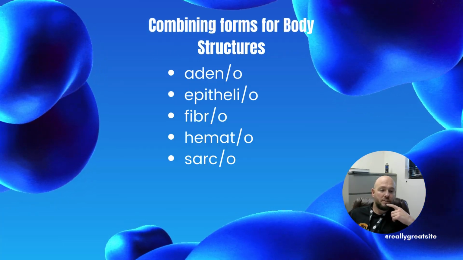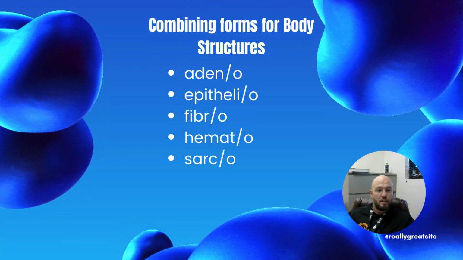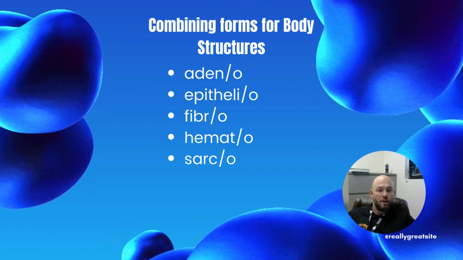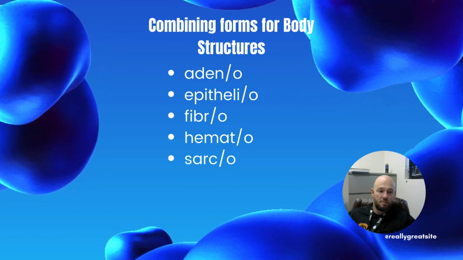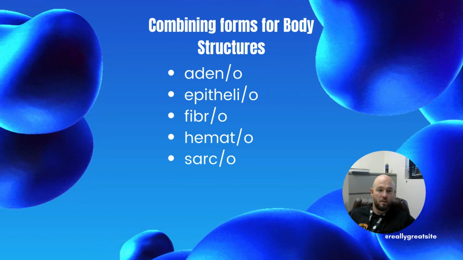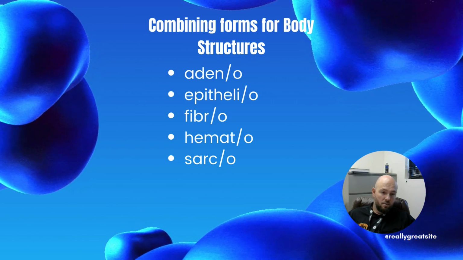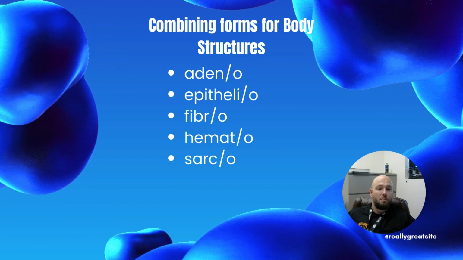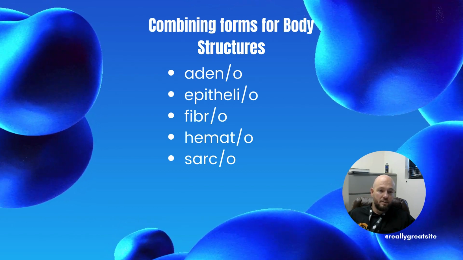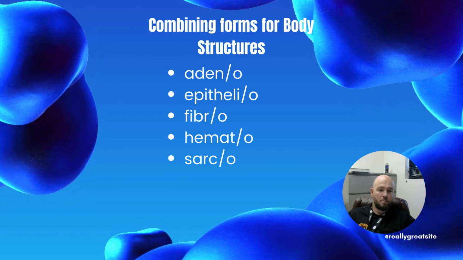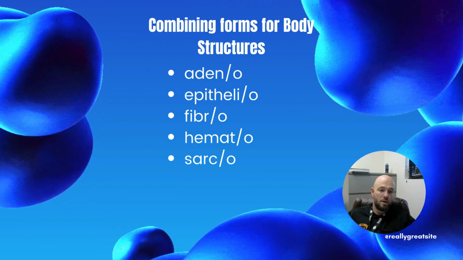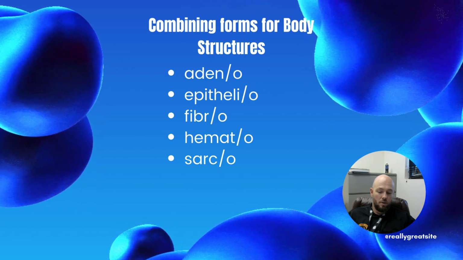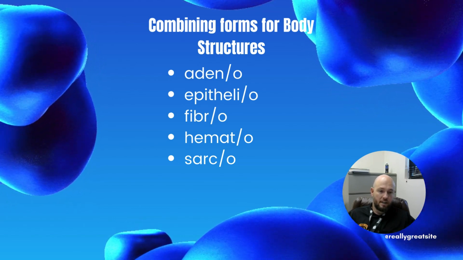Let's go over a few of these combining forms. What's a combining form? It's a word root with a combining vowel, a slash, and a combining vowel, so typically an O. This is just some that's going to be in your chapter 2, but we can go over these ones. Adeno is referring to gland. Epithelio is referring to epithelial tissue or epithelium. Fibro is fiber. Hemato is blood. And sarco is flesh or connective tissue.